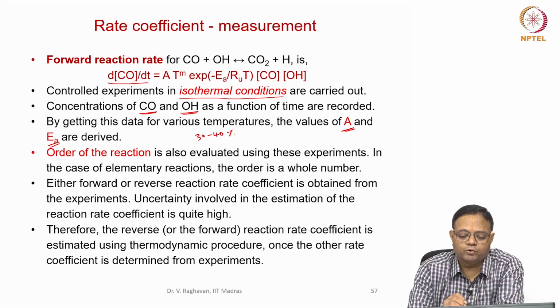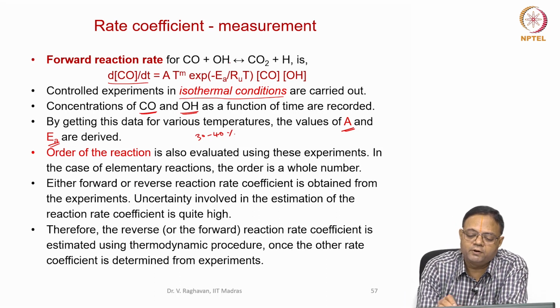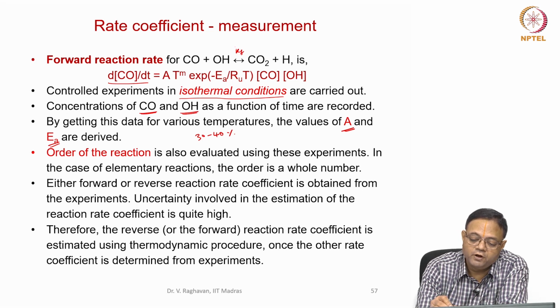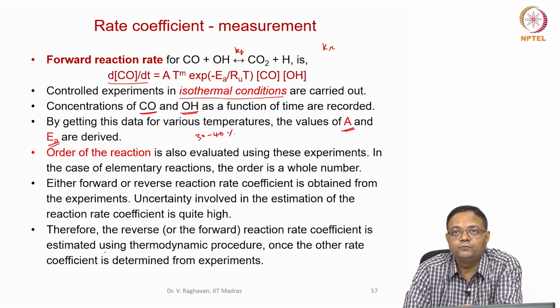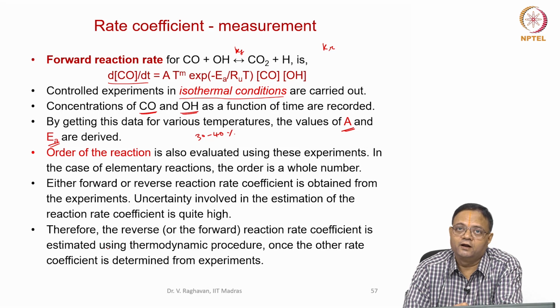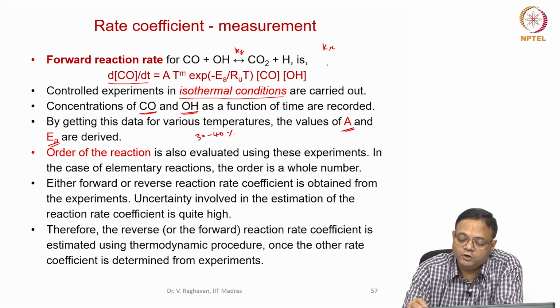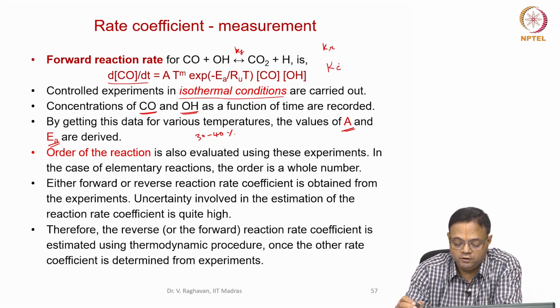Now, what we do to reduce uncertainty is, once you determine the forward reaction rate kf, I will find the reverse reaction rate from a thermodynamic point of analysis. See, for example, I will define what is called Kc, the equilibrium constant.